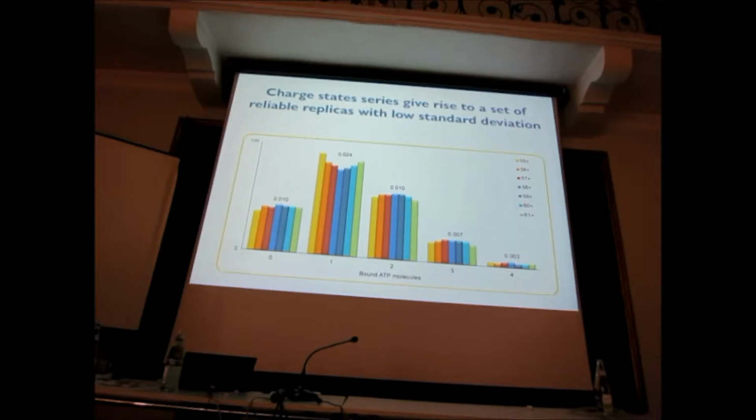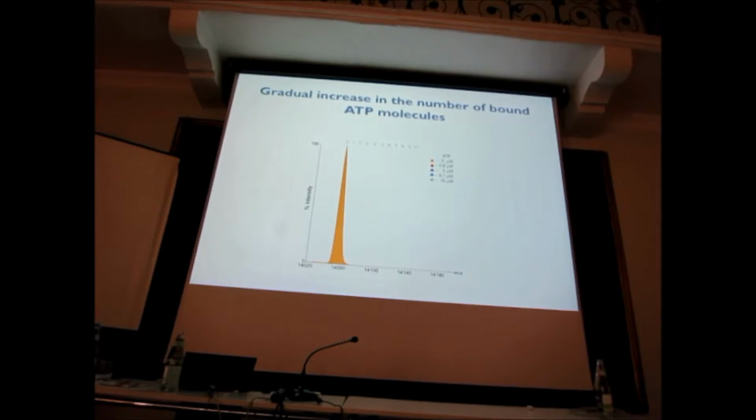So what we actually used is the average relative abundance that we obtained. And then we could really follow how ATP molecules are gradually bound to GroEL. And now I will show you multiple superpositions of different spectra that were acquired in increasing concentrations of ATP.